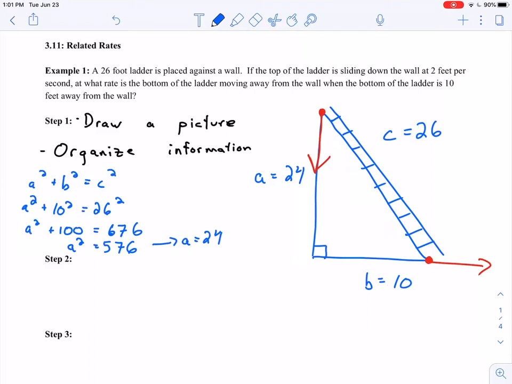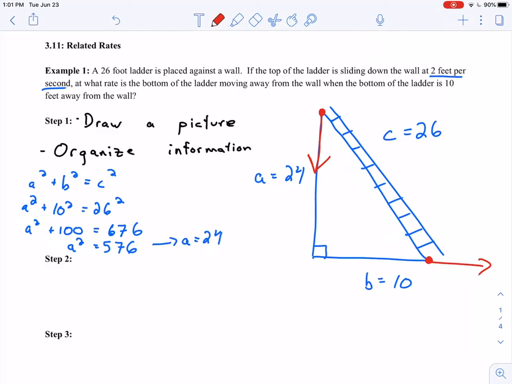What I really want to talk about here is this rate of change, this 2 feet per second, and I really want to highlight that. It says 2 feet per second. So this is describing how the top of the ladder is sliding down the wall. It's describing how this piece is sliding down. So a couple things I want to think about here. This is really describing the rate of change of this side, of side a.